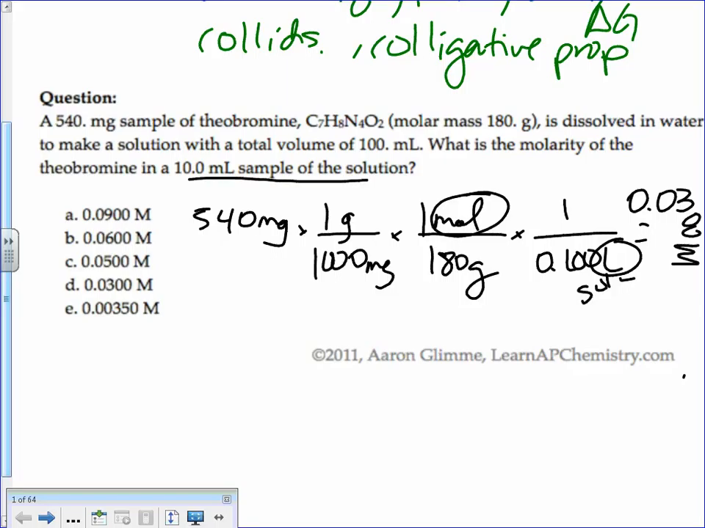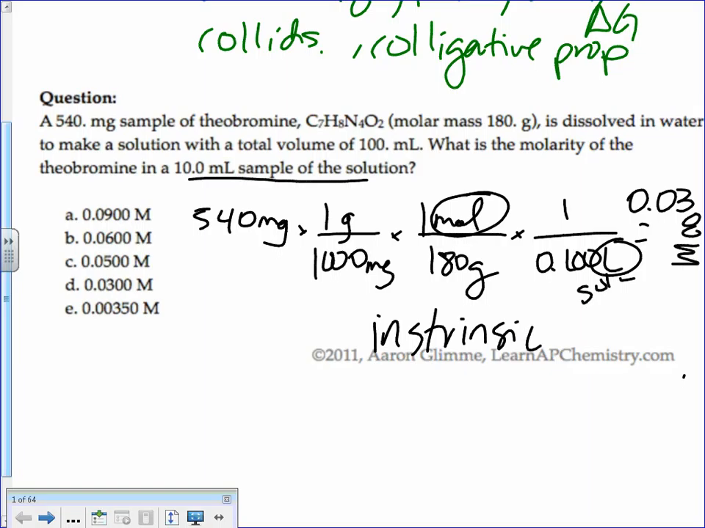Is that the case, or do we need to implement the 10 milliliters? No. Molarity doesn't matter. What do you mean? It doesn't matter. It's an intrinsic property.